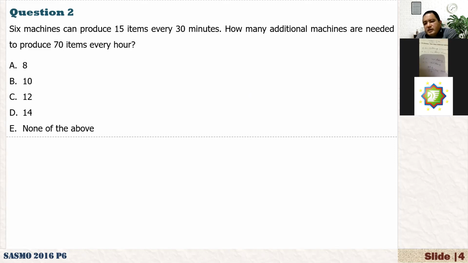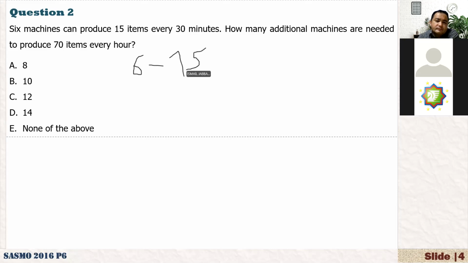But here is a kind of question you should be careful with, all right? They are not asking how many machines. They are asking how many additional machines, right? Actually, we already have 6 machines here. How many more machines should we buy or add, right? So that we actually want to produce 70 items in 1 hour. So 6 machines, 15 items in 30 minutes.